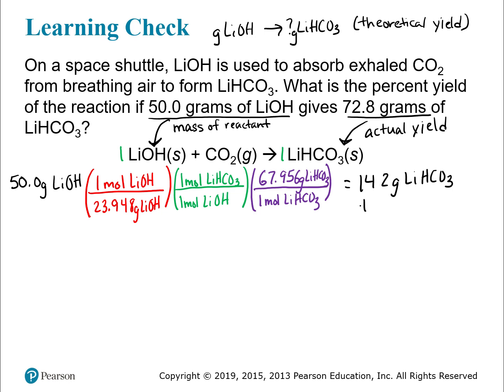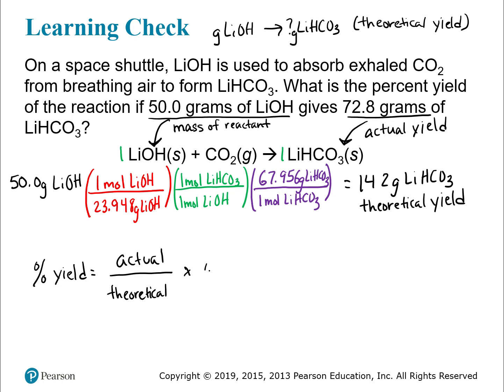But that's not the end. That's just our theoretical yield, the maximum amount of product that we could make. The percent yield is the actual over theoretical multiplied by 100%. So why don't you go ahead and calculate the percent yield and put it in the chat.